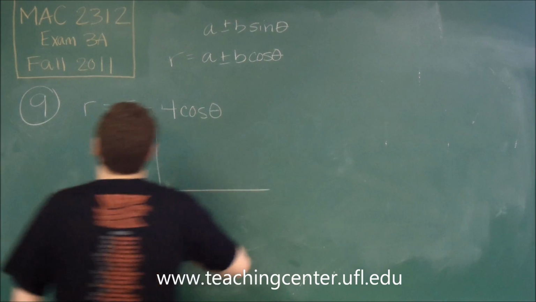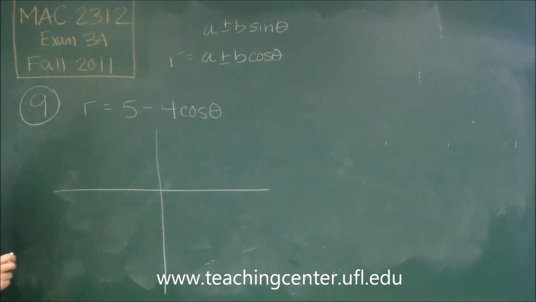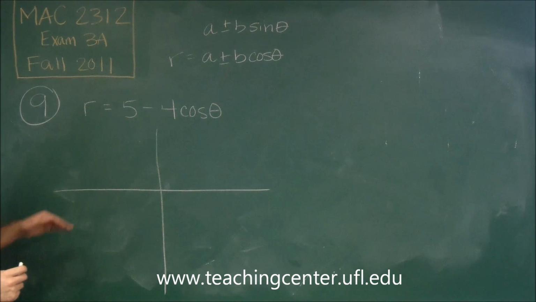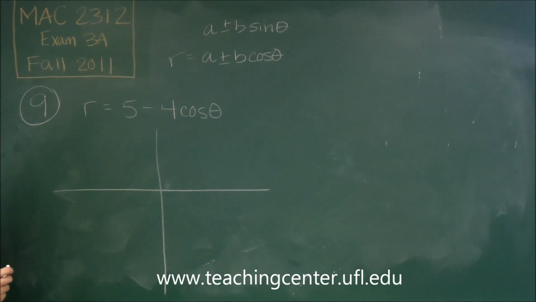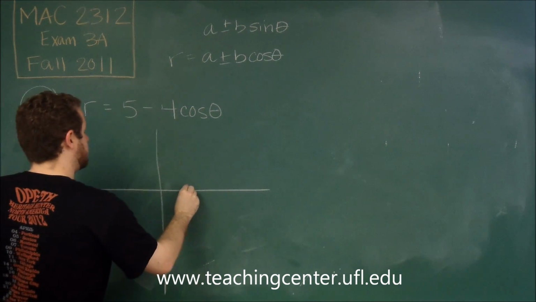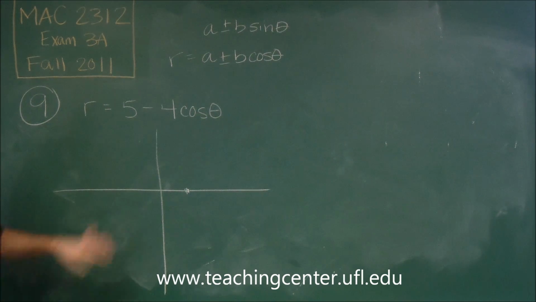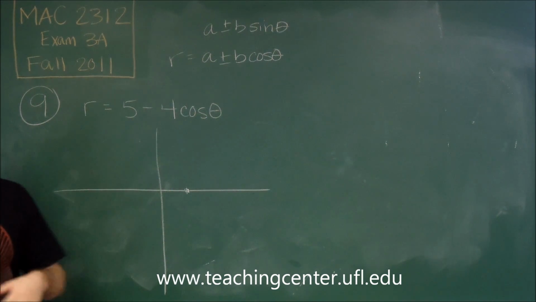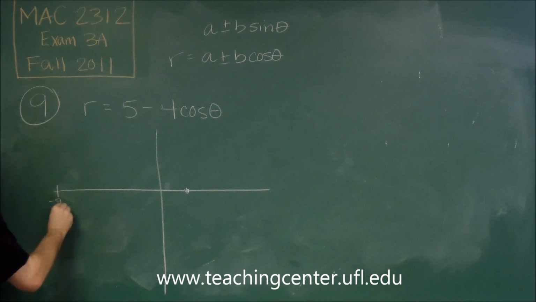So the last thing you want to do is just let's plot some basic points. The easiest ones to do are the points that are on the x-axis. So in this case, if we plug in 0 for theta, we're always going to get the difference of these two numbers, which is a radius of 1. The sum of these two numbers is going to be the biggest part of the cardioid, which is going to be 9.